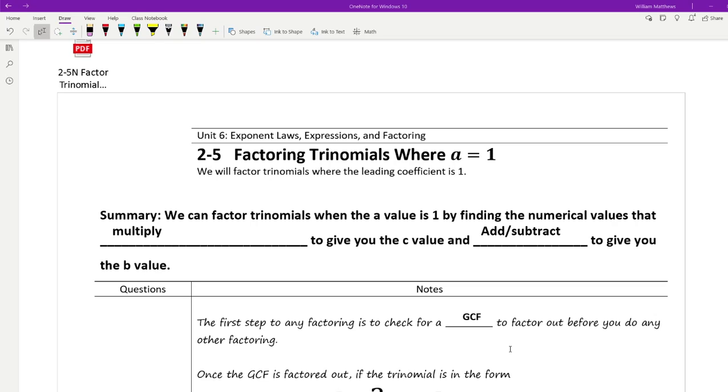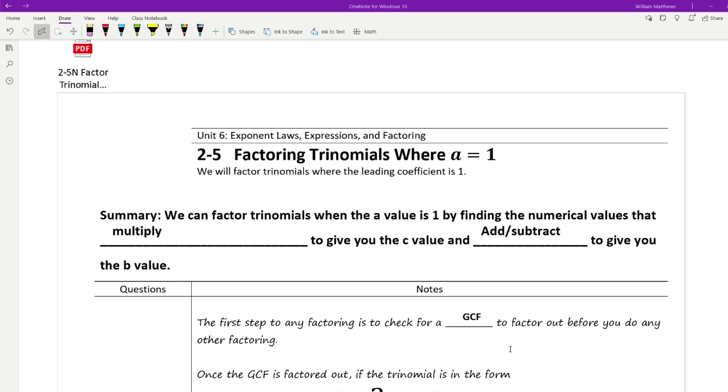Today we'll be factoring trinomials where our a, the leading coefficient, is equal to 1. Just like in our last video, we can factor trinomials when the value is 1 by finding the numerical values that multiply to give you the c value and add or subtract to give you the b value.